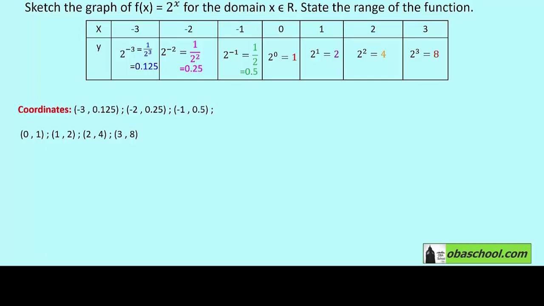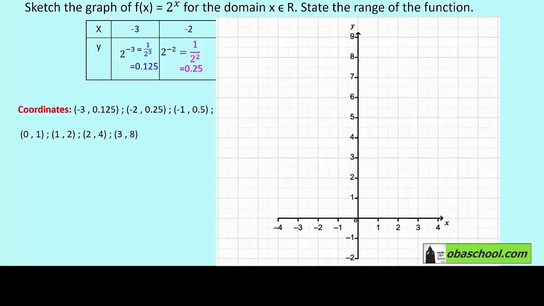Now we have all the coordinates, so we can plot them on the coordinate plane to sketch the graph of the exponential function. This is the graph paper. Now let's plot the points on it. The first point, -3, 0.125: -3 on the x-axis, and 0.125 on the y, a little bit above the 0. Here is the first point.